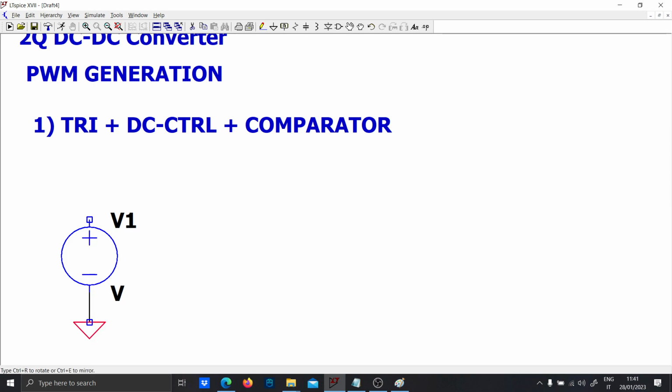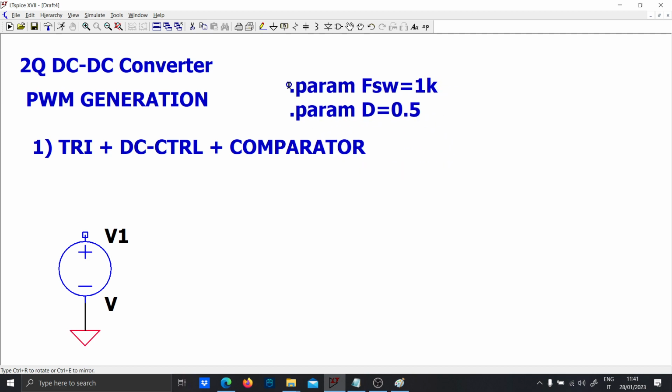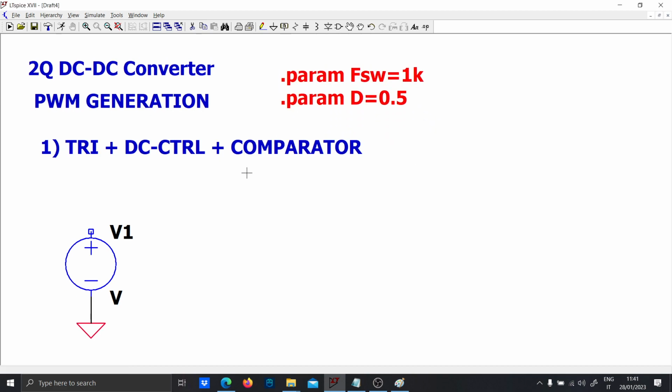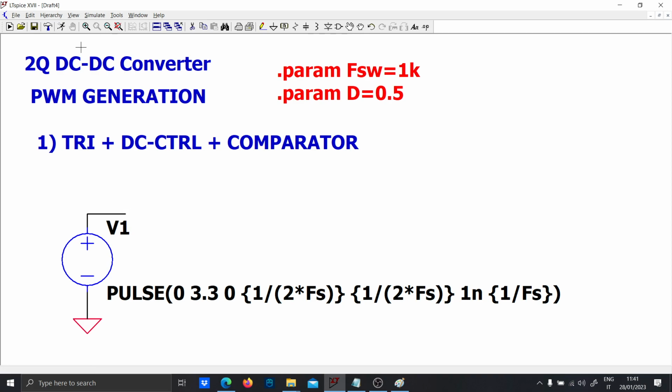So we have a triangular waveform. The parameters are the switching frequency, for instance 1 kHz, and also the duty cycle, for instance 0.5. To generate a triangular waveform, let's just use 3.3 as an amplitude voltage, delay 0, rise 1 over 2 times fs. This should be quite enough, and 1 nanosecond as on period.